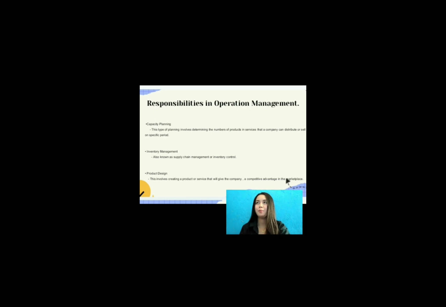They are going to plan how many pies they're going to make or bake in a given day using the existing resources and equipment that are available. So the next responsibility is inventory management. Inventory management is also known as supply chain management or inventory control.